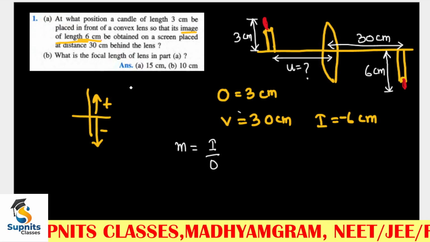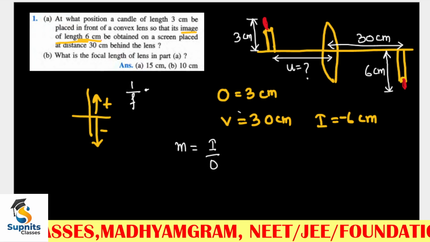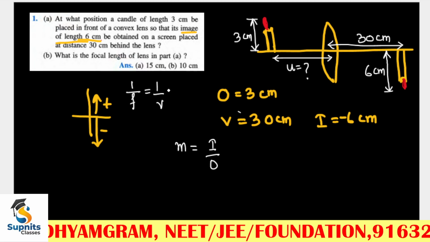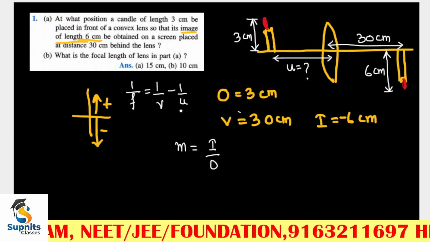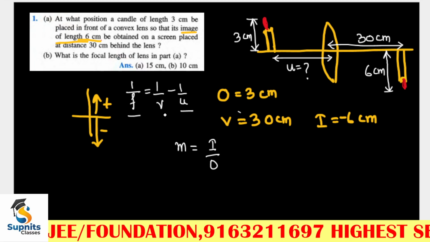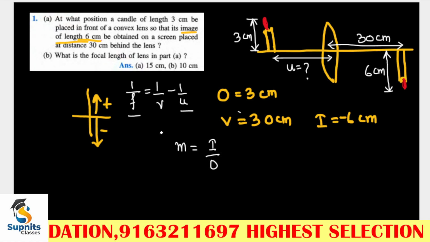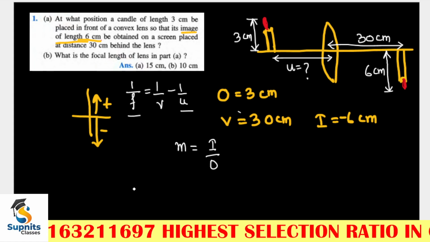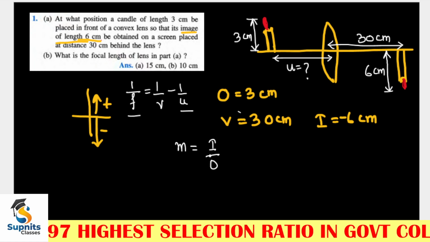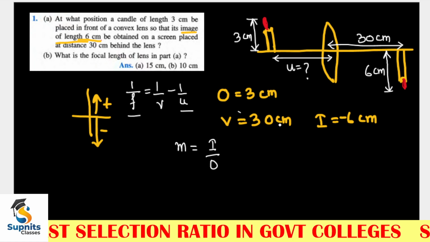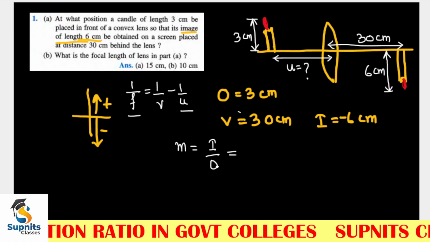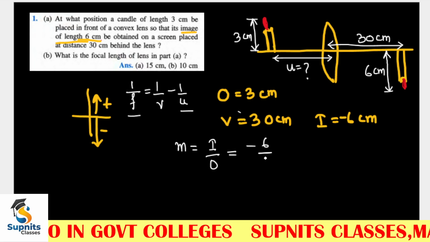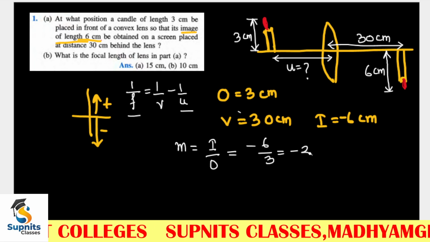What is the lens formula? 1 by f is equal to 1 by v minus 1 by u. Now you don't know u, you don't know f, only you know v. So by that you cannot calculate the other two parameters. So first of all you have to calculate whatever is given. So magnification I can easily calculate. I by u, both are known, minus 6 by 3, that is minus 2.